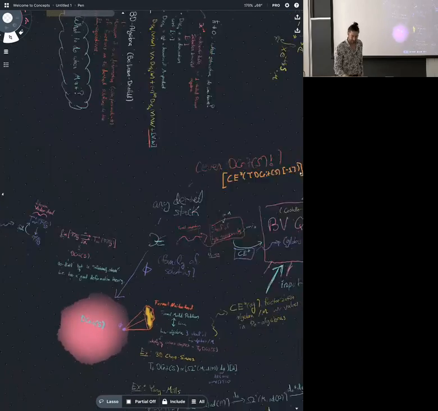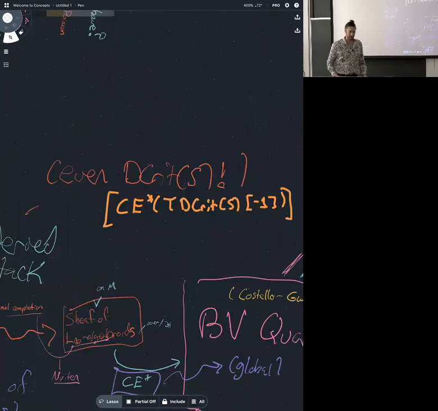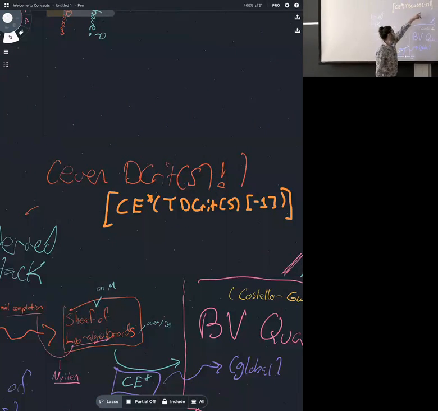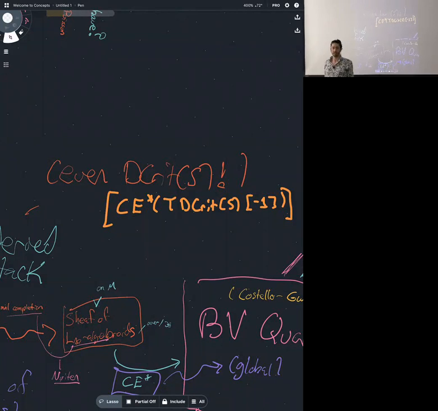If I take the identity map, then I'm looking at Chevalley-Eilenberg cochains of just the L-infinity algebra structure on the tangent complex. So you could ask, is there a global BV quantization of this?